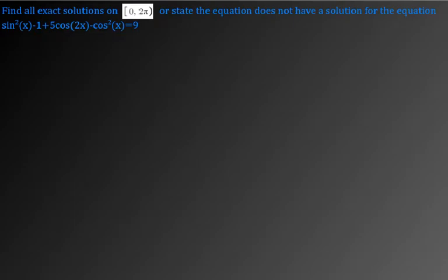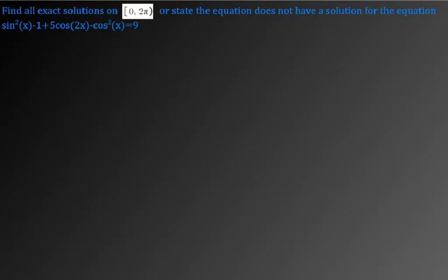All right, just one more. So for this one, it uses a double angle thing. So the question is, find all the exact solutions on 0 to 2 pi, or state the equation does not have a solution for the equation sine squared x minus 1 plus 5 cosine 2x minus cosine squared equals 9.